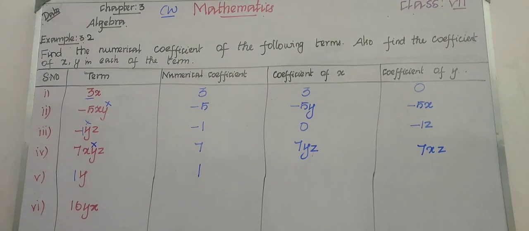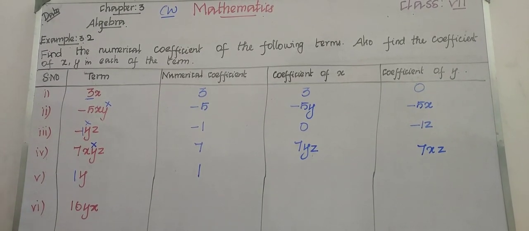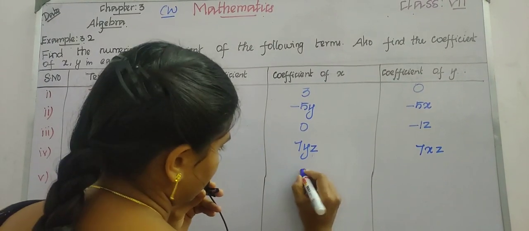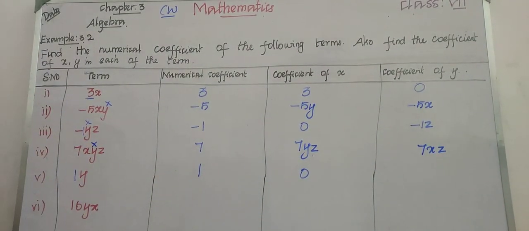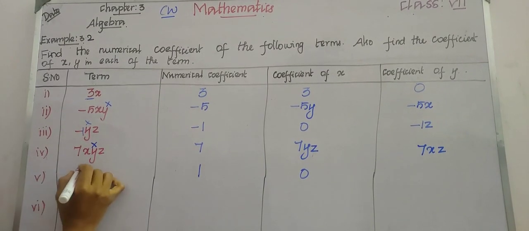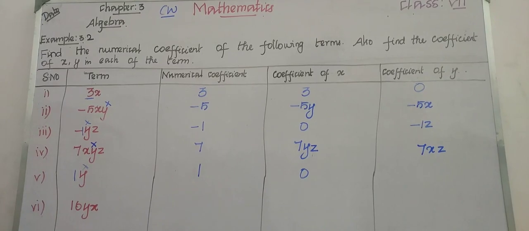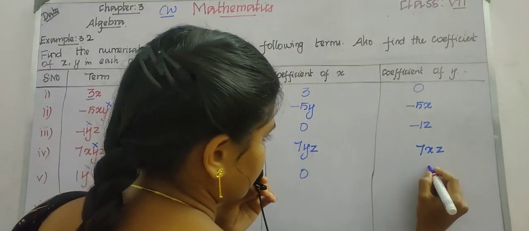Now the coefficient of x. How will you write the coefficient of x? Here no x variable is there, so we can put 0, or else not possible. So what is the coefficient of y? We need to leave this y. So what is remaining? 1 is remaining, right? So the coefficient of y is 1.